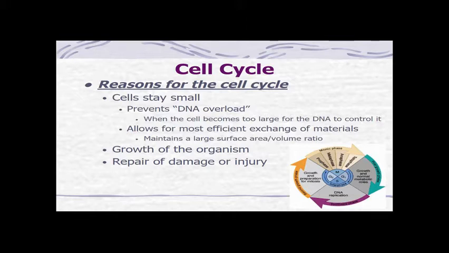Second reason for the cell cycle is for growth of the organism. So we start as a tiny infant, we grow to an adult, and our bodies are able to do that because our cells are dividing and making more cells. And then repair of damage or injury. So if we have damage to a certain tissue or organ, the cells are usually able to repair that damage or create new cells to repair that injury.